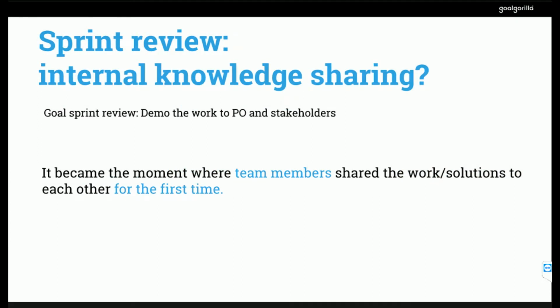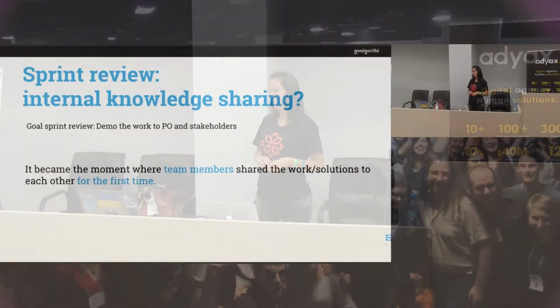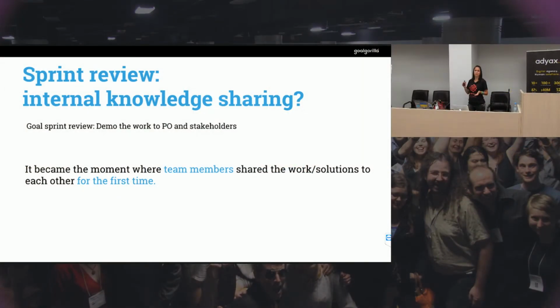Then at the end of the sprint, you also have the sprint review. Our goal of the sprint review is to demo the work to the product owner and the stakeholders, gather their feedback and see if everything was built like what they expected. But because we did not have a lot of collaboration in the sprint, because we had to really work on our own stories to make everything work, and you could not collaborate with 6 other developers, so you had your own special area. So for us, the sprint review basically became an internal knowledge sharing.